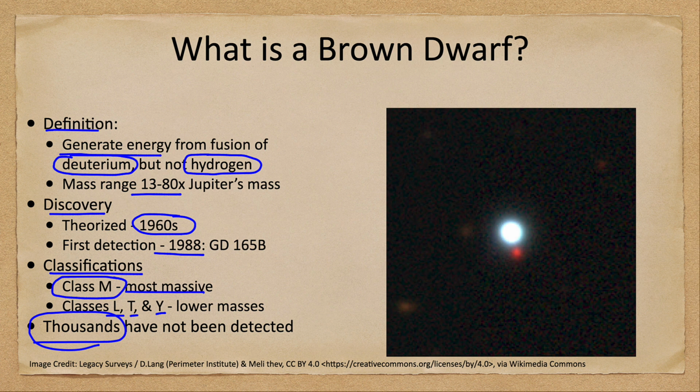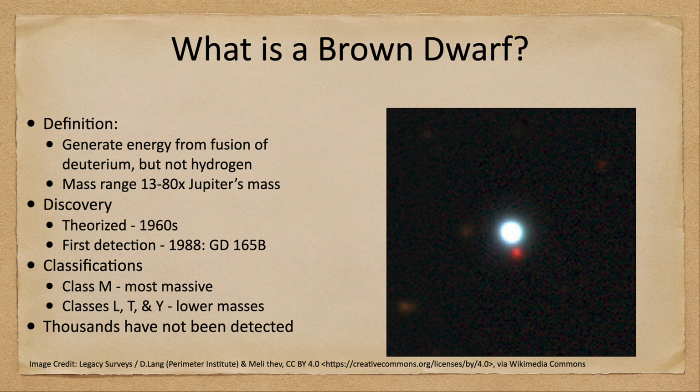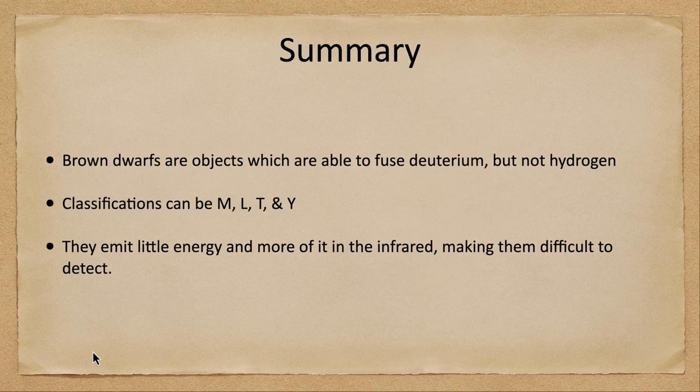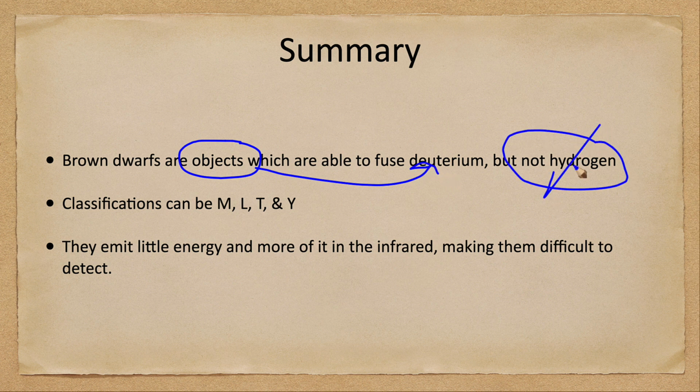So let's go ahead and finish up with our summary. And what we've looked at today is that we have the brown dwarf stars, and they are objects that are able to fuse deuterium, but not hydrogen. They are unable to fuse hydrogen into helium, which is the distinction of a regular star. Now the classifications can be M, which overlaps with ordinary stars, and the new classifications of L, T, and Y for the even cooler stars.